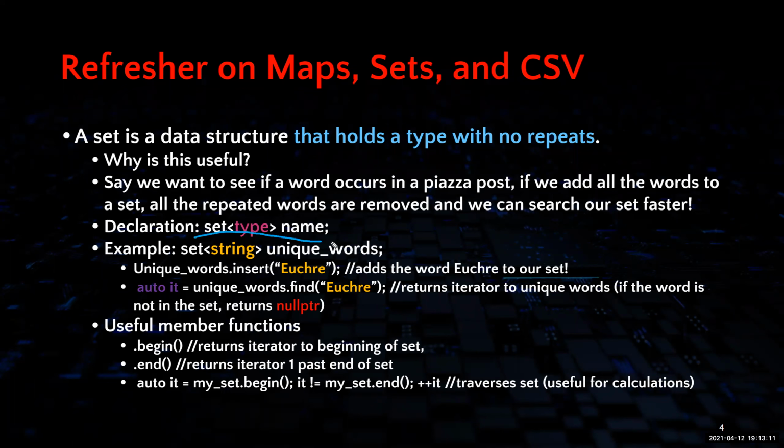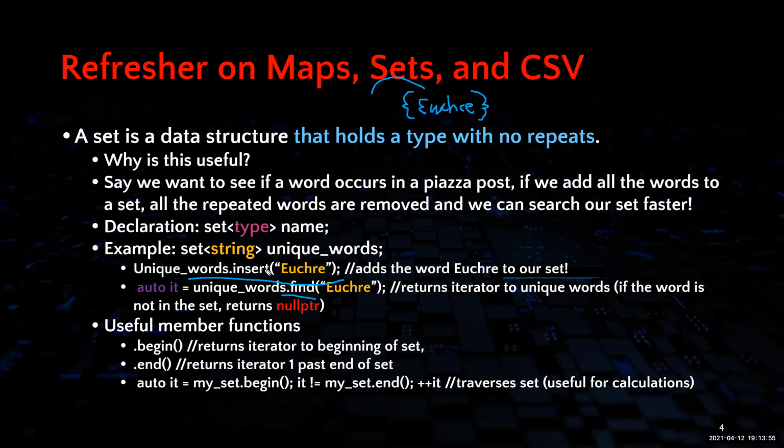Let's say, for example, I create a set of some type and I call it a name. Let's say I make a set of strings called unique words. If I go ahead and add the word euchre to it by doing .insert euchre, this will add the word euchre to our set. So let's say our set right now only has one element, and that is the string euchre. If I try to insert euchre again, nothing's going to happen because I already have the word euchre in here. It will check to see if the word euchre is in here, and it will see that it is, because under the hood, insert uses the .find command. All .find does is return an iterator to that word, and if the word doesn't exist, it'll return the null pointer.